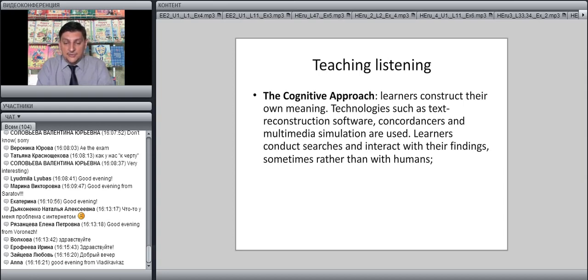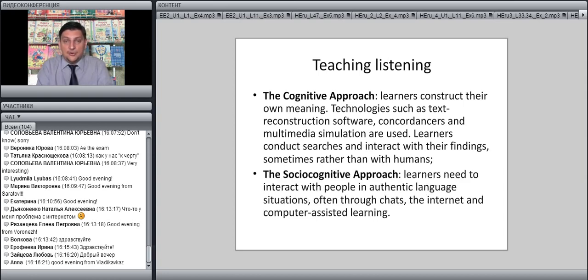And another approach, I'm going to talk about only two more approaches, the sociocognitive approach and the one you're going to see on the next slide. So the sociocognitive approach believes that learners need to interact with people in authentic language situations. But very often this interaction is done through chats, through the internet, and through computer-assisted learning. So in this approach, listening plays an important part.